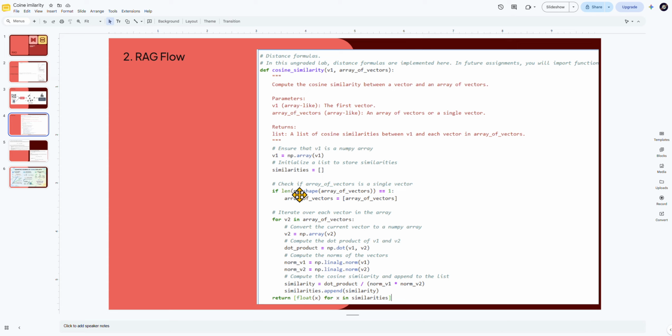Then you check if the array of vectors is a single vector or not. So why do we do this check? If only one vector is passed in this array of vectors, then instead of comparing it with the entire vector, you could end up comparing with the individual scalar numbers. This can be a bit confusing to understand, so I'll quickly try to explain it with a diagram here.